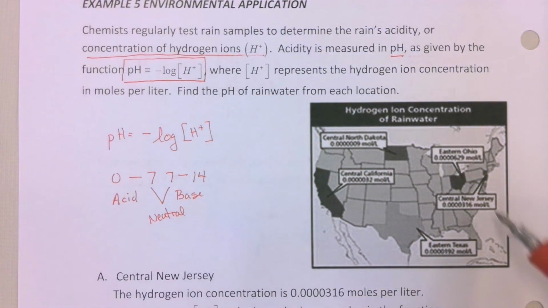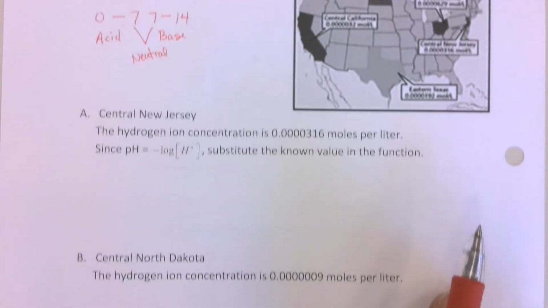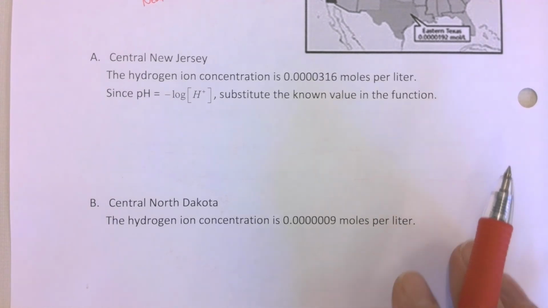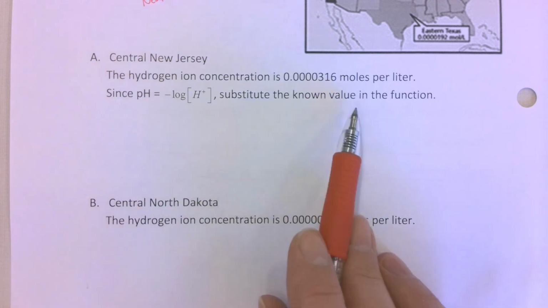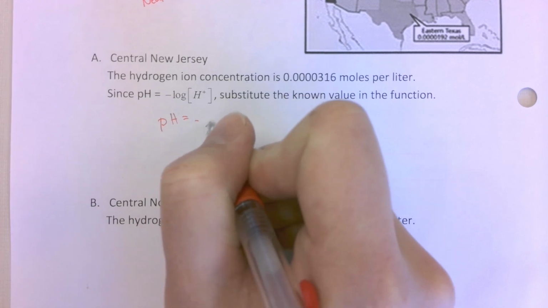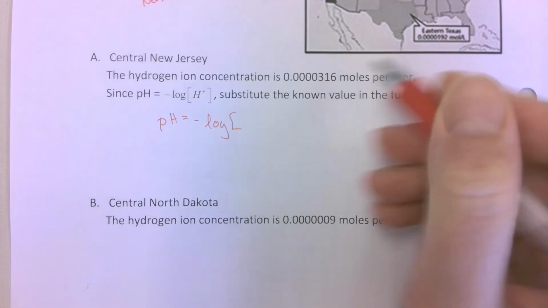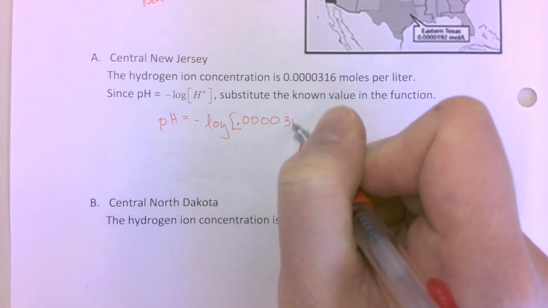Now this graph's a little bit hard to read as the numbers are a little bit blurry here. So we want to find out the acidity in rainwater in central New Jersey. Okay, so this map's giving us the hydrogen ion concentration of rainwater in several locations. So if we want to find the concentration, we need to find our moles per liter, and we're just going to plug it in, and that will give us the value for the pH. So the pH in this problem is equal to -log of, and we want to make sure we copy this right. So it's a decimal and then 4 zeros and then 316.